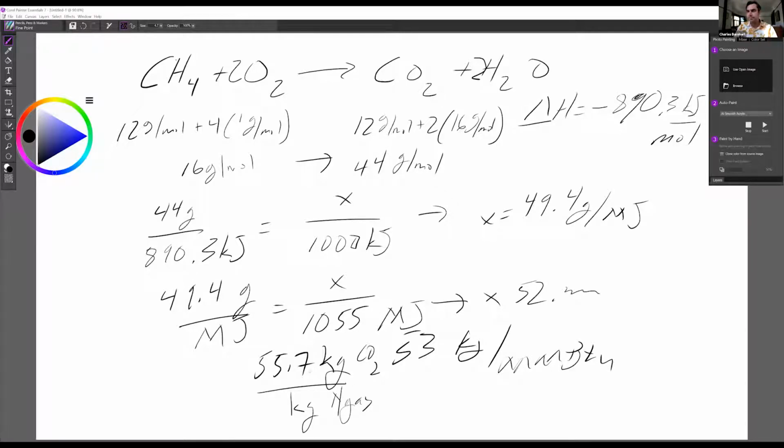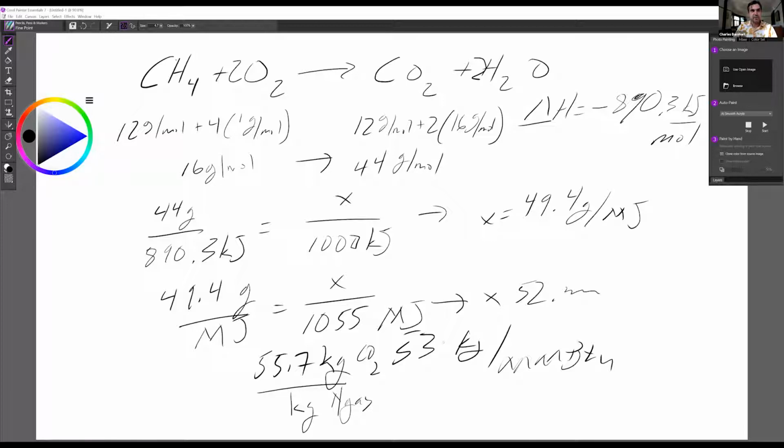And we could rearrange all these kilojoules and kilograms and arrive at that same value as well. So what does this mean? It means that if we burn a mega BTU of gas, we emit 53 kilograms of carbon.